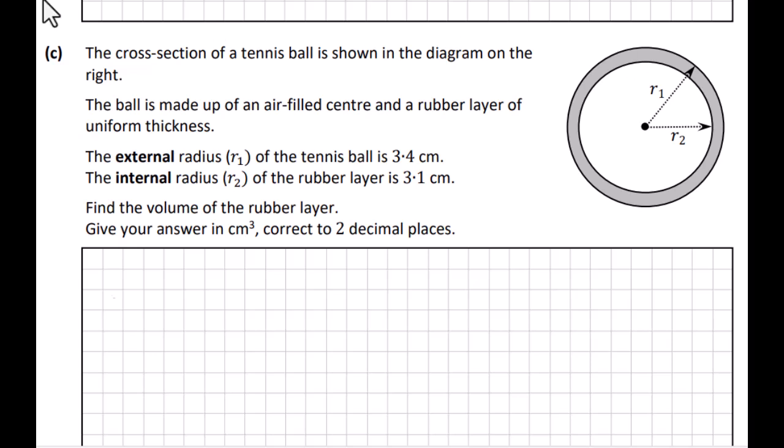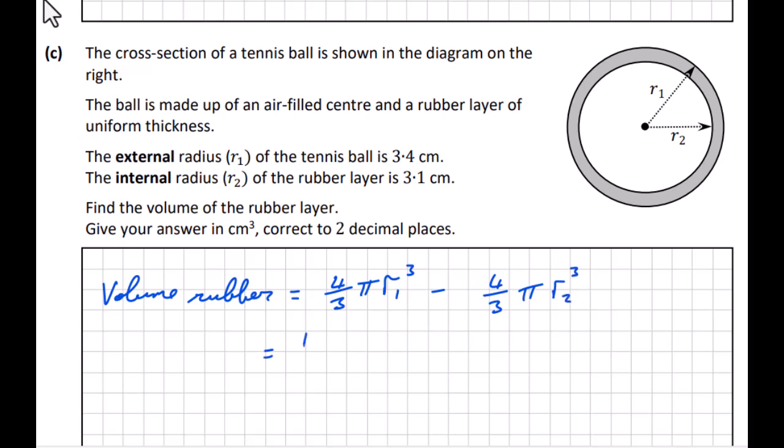So let's do that. The volume of rubber is going to be the difference between the 2 sphere volumes. Now the volume of a sphere is 4 over 3 pi r cubed. So it's 4 over 3 pi R1 cubed minus 4 over 3 pi R2 cubed. So it's going to be 4 over 3 times pi times 3.4 cubed minus 4 over 3 times pi times 3.1 cubed.